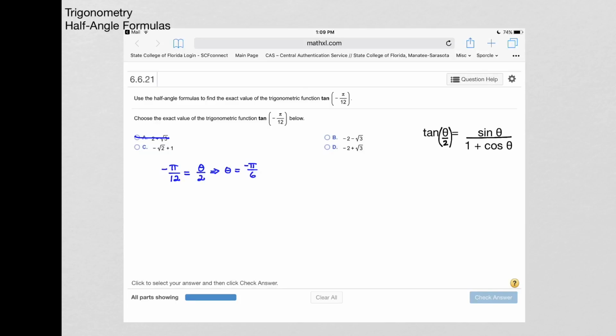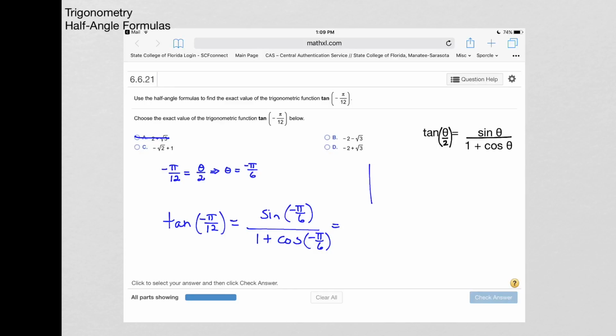Now when I use this formula, tangent of theta over 2 equals sine theta over the quantity 1 plus cosine theta. I just need to find sine of negative pi over 6 over 1 plus cosine of negative pi over 6. So what is the sine of negative pi over 6?